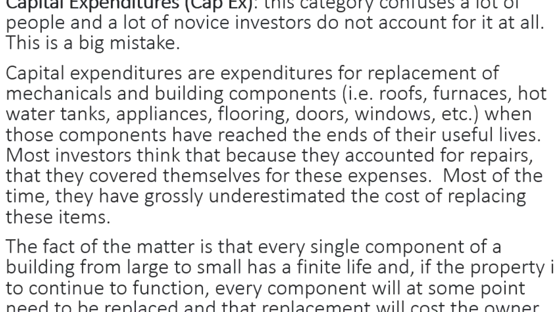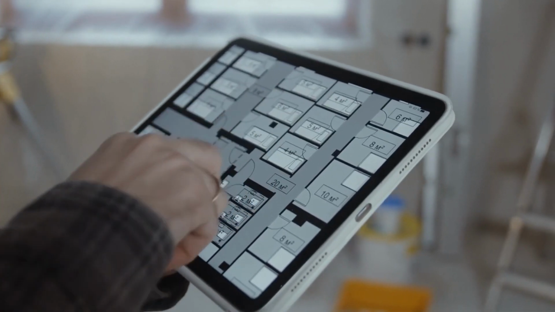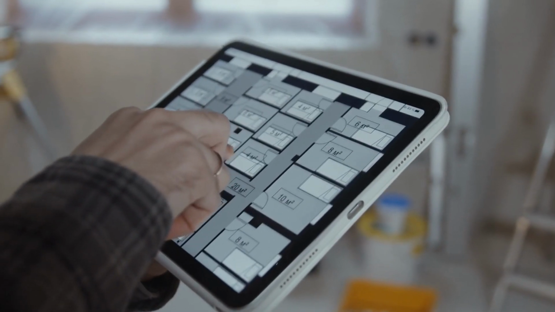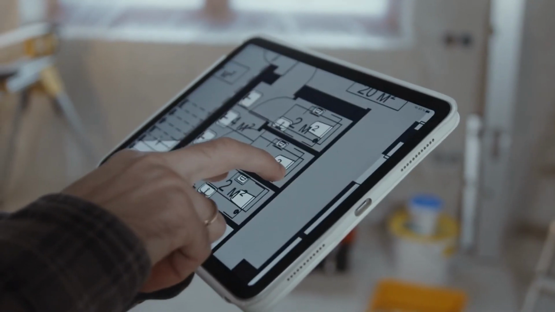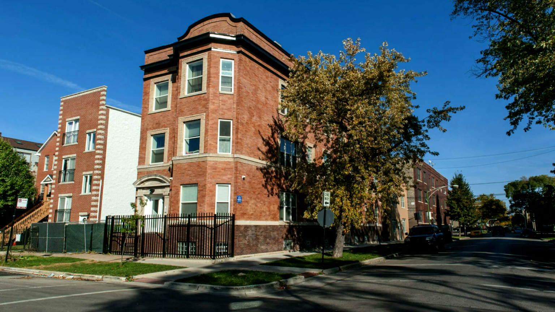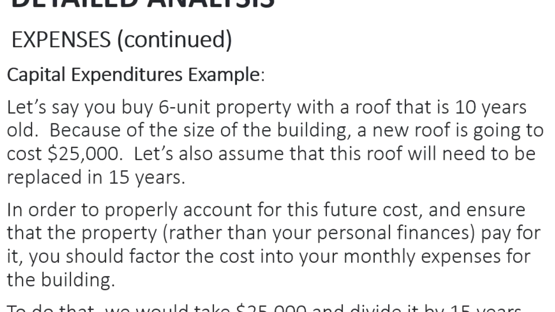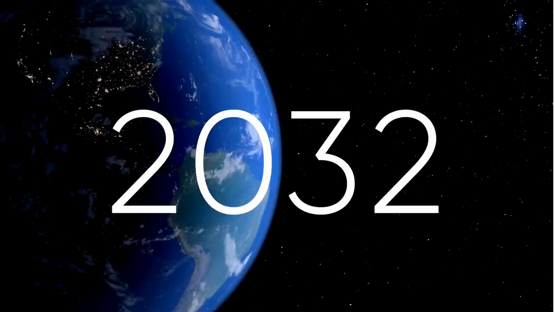The fact of the matter is that every single component of a building, from large to small, has a finite life. And if the property is to continue to function, every single component will at some point need to be replaced. And that replacement will cost the owner money. Let's say you buy a 6-unit property with a roof that is 10 years old. Because of the size of the building, a new roof is going to cost $25,000. Let's also assume that this roof will need to be replaced in 15 years.